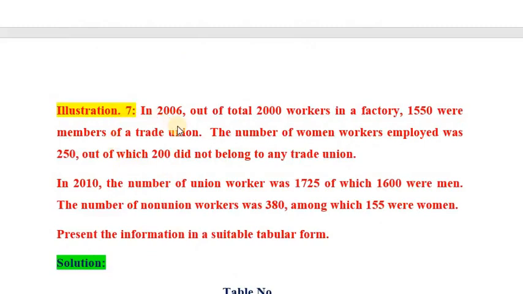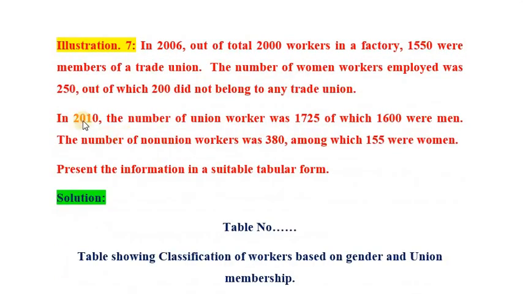Problem number 7. In 2006, out of the total 2000 workers in a factory, 1550 were members of trade union. Number of women workers employed was 250, out of which 200 did not belong to any trade union. And in the year 2010, the number of union workers was 1,725, out of which 1,600 were men. The total number of non-union workers was 380, among which 155 were women. Present the information in the suitable tabular form.